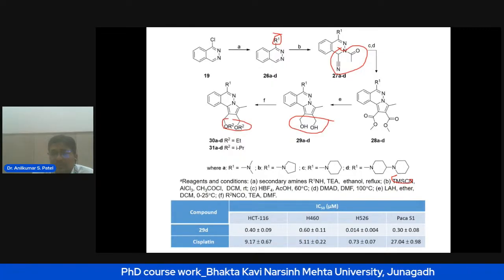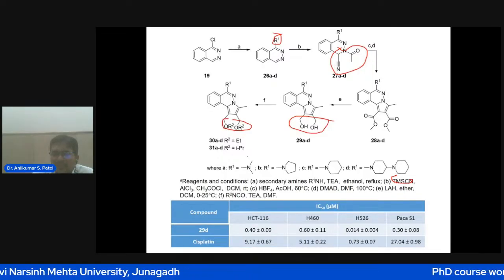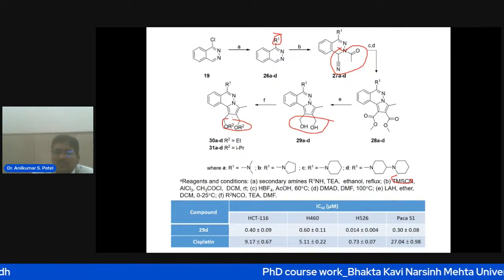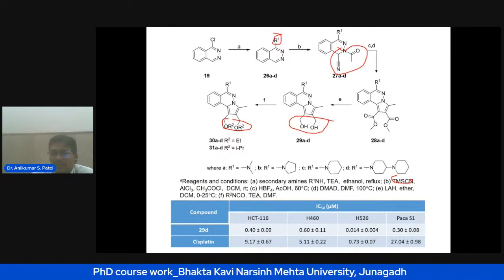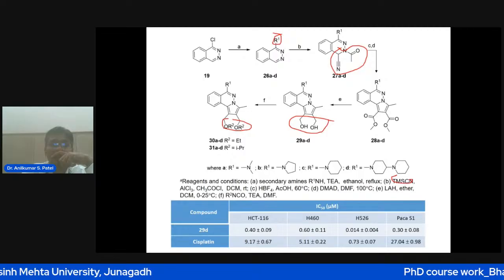is reacted with the particular isocyanates. We have used ethyl and isopropyl isocyanate, because methyl isocyanate gives a little bit more toxicity. So we have used ethyl and isopropyl isocyanate in the presence of TEA and DMF. It is converted into the carbamates.